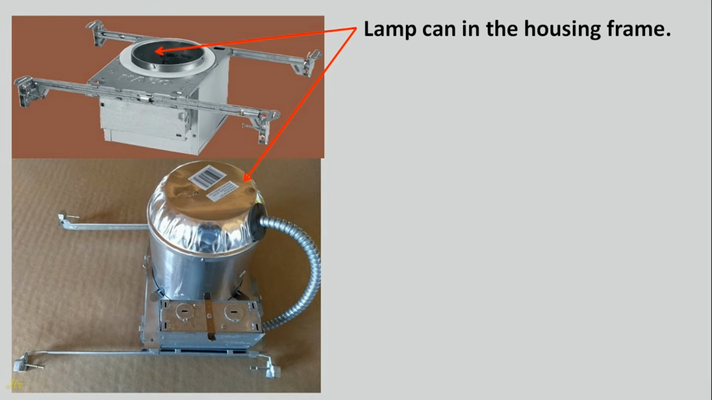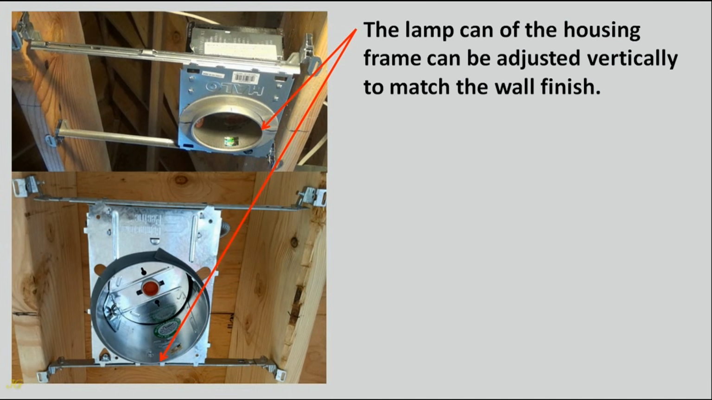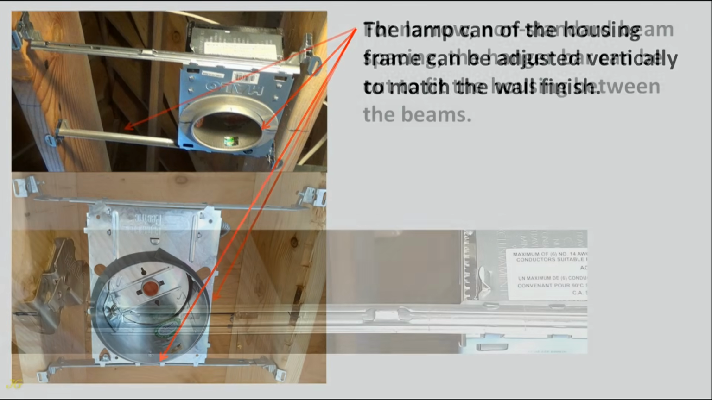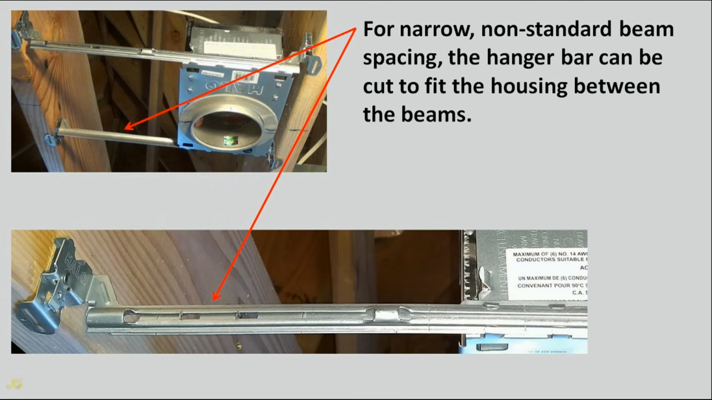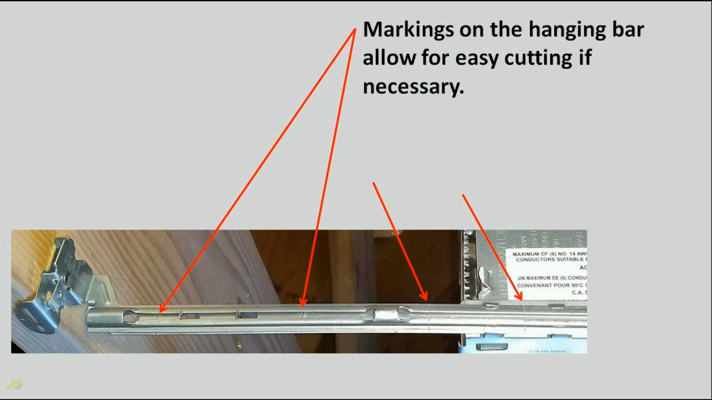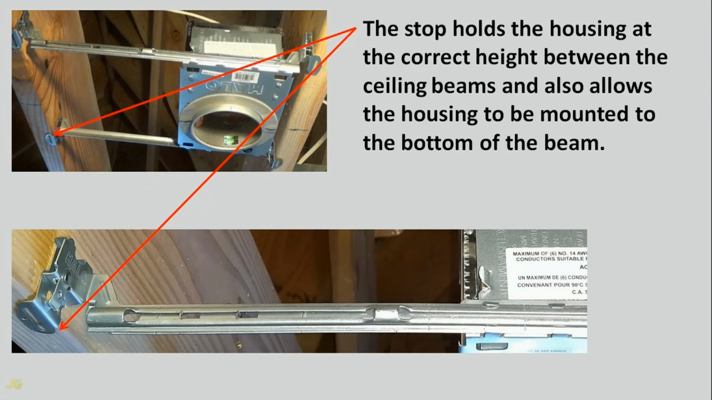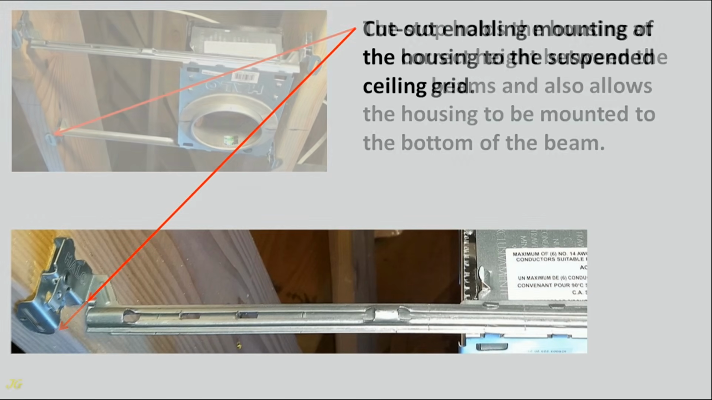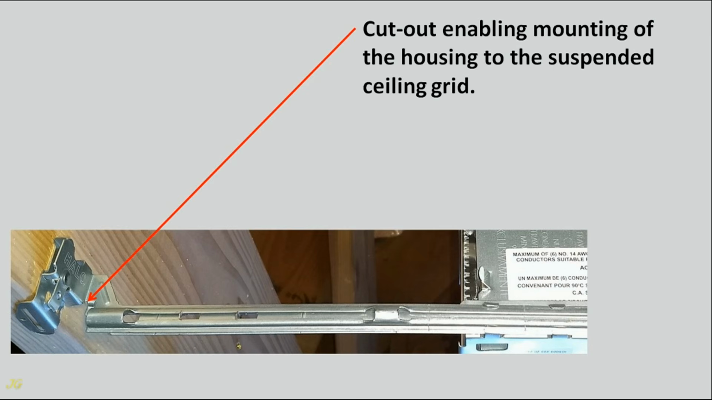Lamp can in the housing frame. The lamp can of the housing frame can be adjusted vertically to match the wall finish. For narrow, non-standard beam spacing, the hanger bar can be cut to fit the housing between the beams. Markings on the hanging bar allow for easy cutting if necessary. The stop holds the housing at the correct height between the ceiling beams and also allows the housing to be mounted to the bottom of the beam. Cutout enabling mounting of the housing to the suspended ceiling grid.